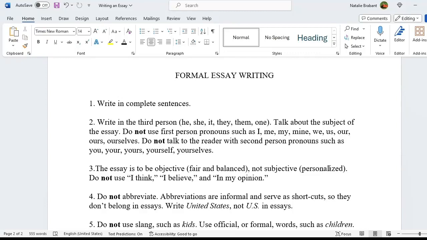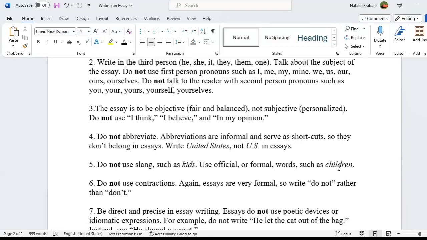Do not use first person pronouns such as I, me, my, mine, we, us, our, ours, or ourselves, and do not talk to the reader with second person pronouns such as you, your, yours, yourself, yourselves, unless it's a narrative essay where you are speaking about yourself directly, or if you are actually speaking to the reader directly. Of course, then you can use those pronouns. The essay is to be objective, fair, and balanced, not subjective or personalized. Do not use I think, I believe, and in my opinion, again, unless it's a narrative essay.